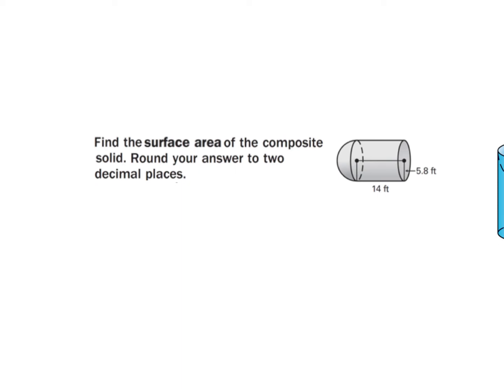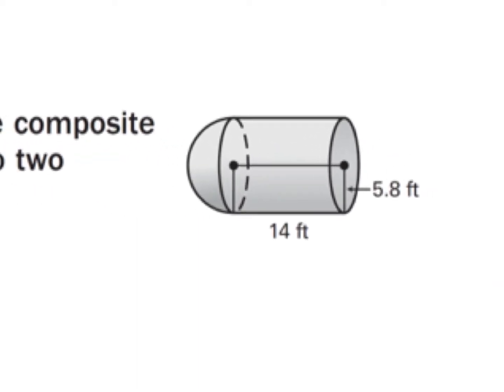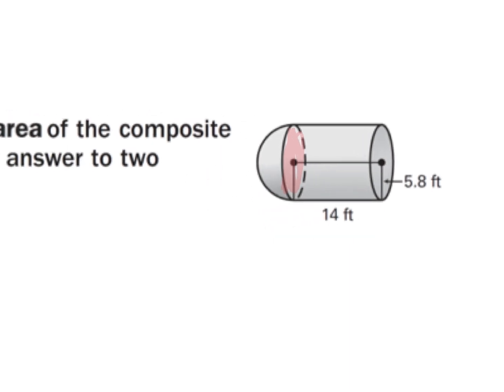Okay, so now we have a composite solid, which is kind of like when we had those composite two-dimensional shapes and we had to find the area and piece them together. Same thing. All right, what do you see? Well, I see, we're doing surface area, so I see a cylinder and a half of a sphere, but on that cylinder I have to be careful because this piece of the cylinder, that circle, is not on the surface, so I do not want to count that.